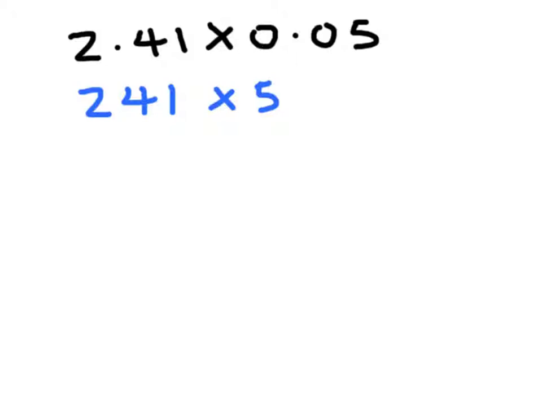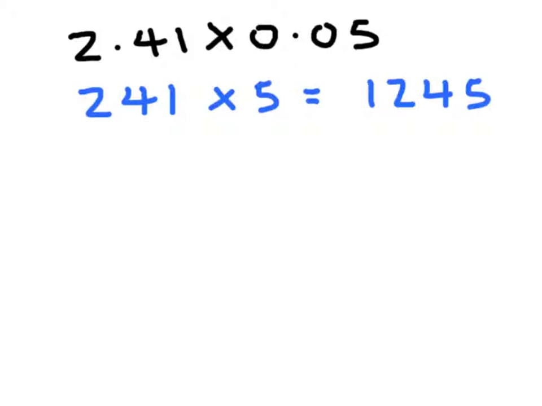So 241 multiplied by 5, well, I might need to do a column multiplication for this, but the numbers don't seem too bad, so I think I can work it out. 5 times 200 is 1,000, and then 5 times 40 is 200, and 5 times 1 is 5. So if I work this out, I get 1245.